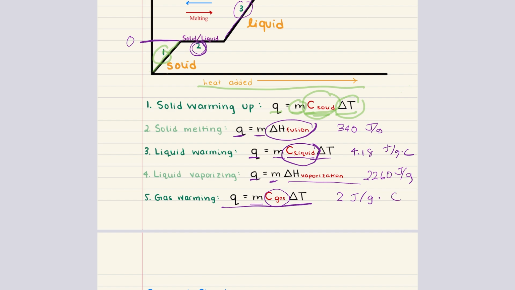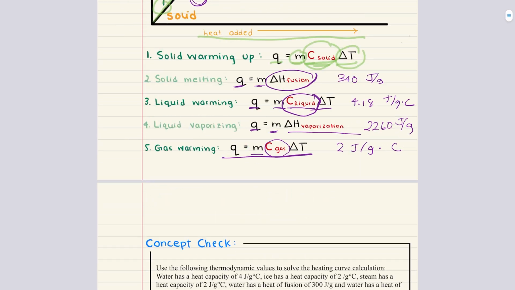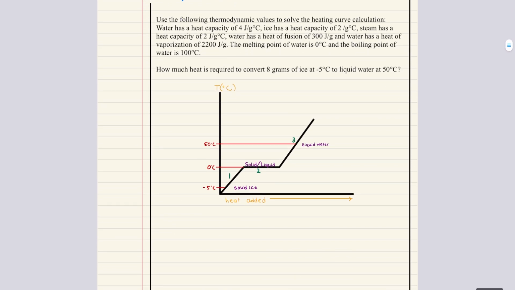So to summarize, the phase changes always occur at constant temperature, and they involve enthalpy values, while temperature changes within a single phase are calculated using the specific heat equation. Each segment of the curve has to be treated as a separate step. So if a problem asks for the total heat absorbed over several segments, you're going to need to calculate the value of Q for each segment individually and then sum them to get the total. Let's put this into effect by tackling a practice problem.